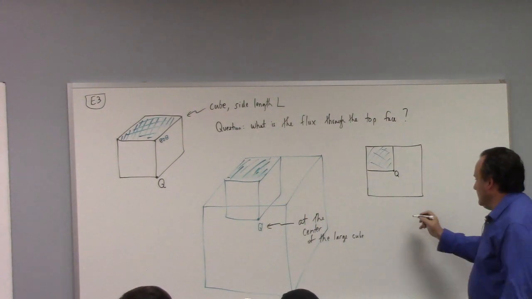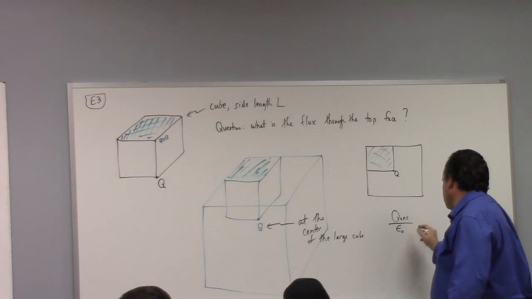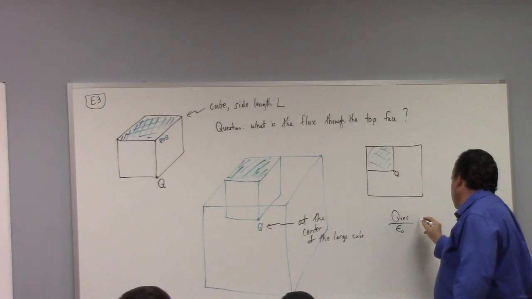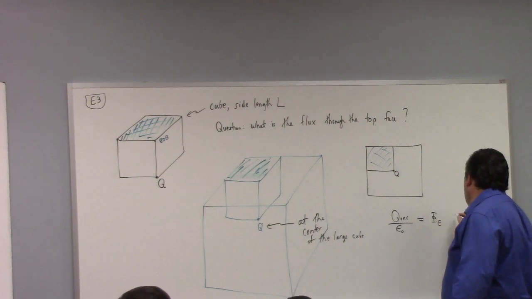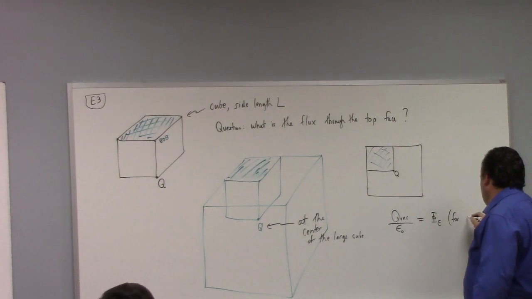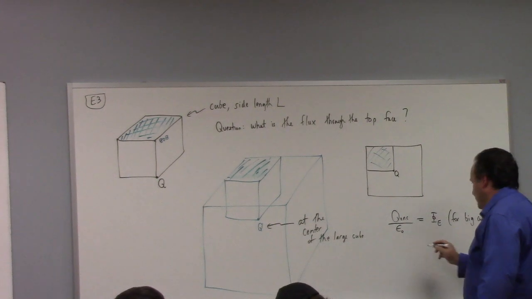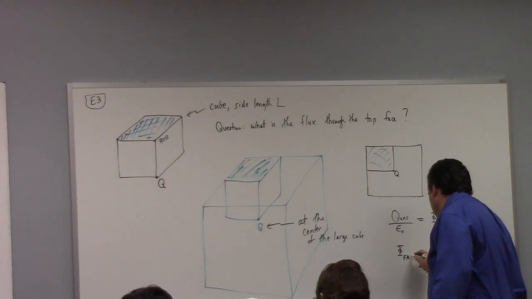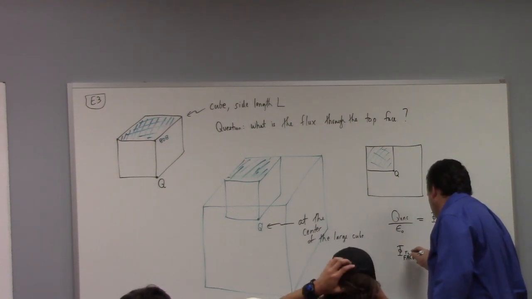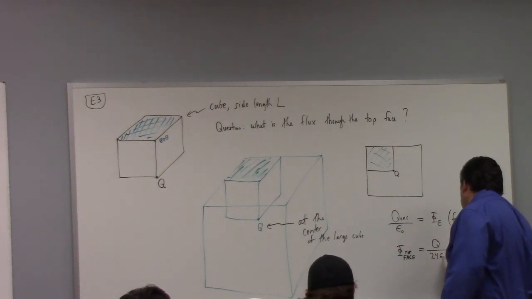So that's it. The charge enclosed divided by epsilon naught gives us the flux through the whole big cube. And so that tells me that the flux through the upper face, the top face, is equal to Q divided by 24 epsilon naught.